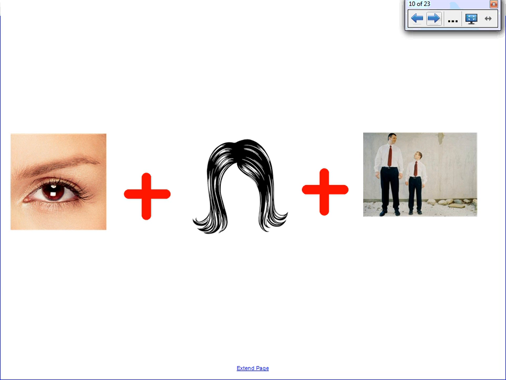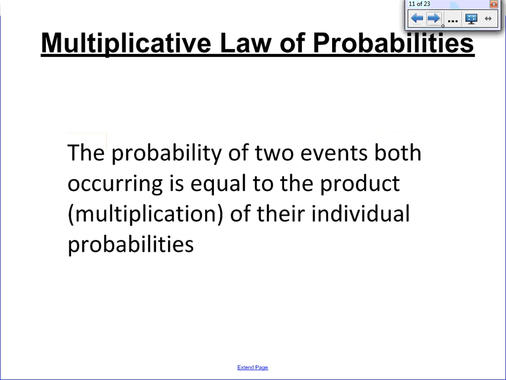In order to do this, we need to expand our knowledge of probabilities a little bit and take a look at what's called the Multiplicative Law of Probabilities. Now, the definition of the law says that the probability of two events both occurring is equal to the product, that's multiplication, of their individual probabilities. Now, that sounds a little bit complex, but it's really not that bad. It just means you take both or all three or four individual probabilities, and the probability that all four of them will occur is you just have to multiply the individual probabilities together.